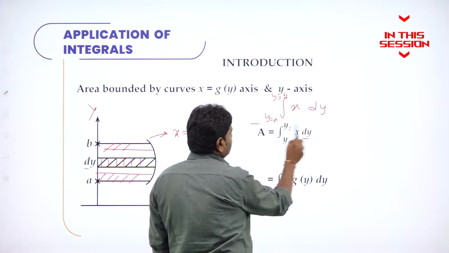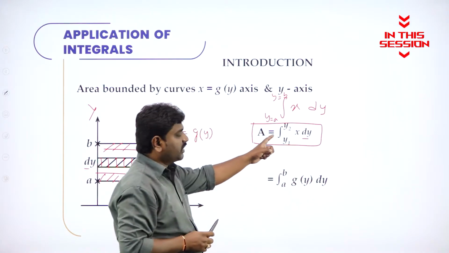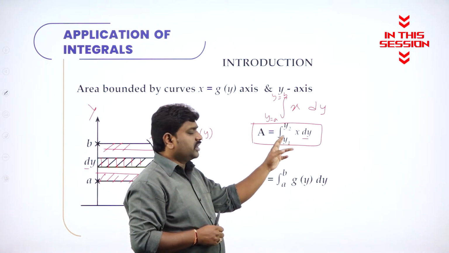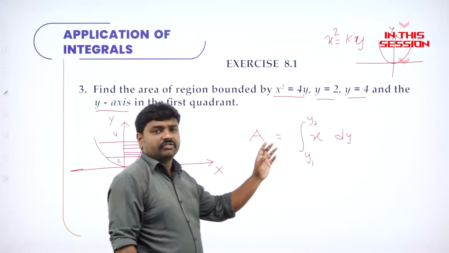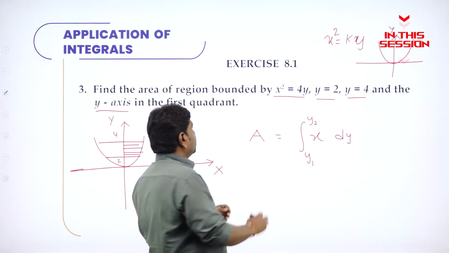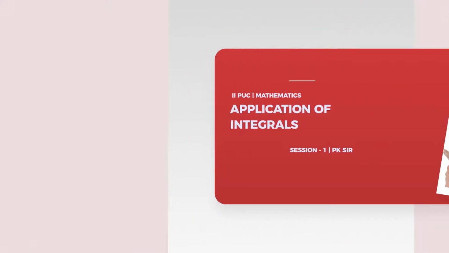So what is the area under the curve and y-axis? Integration of y value 1 to y value 2, y limits x dy. Integration of y1 to y2 x dy is area bounded by the curve and what axis? Y axis.